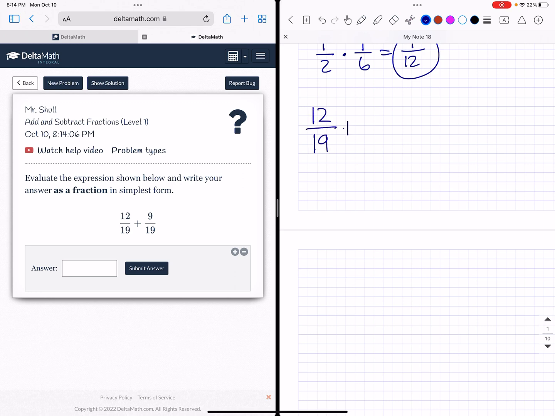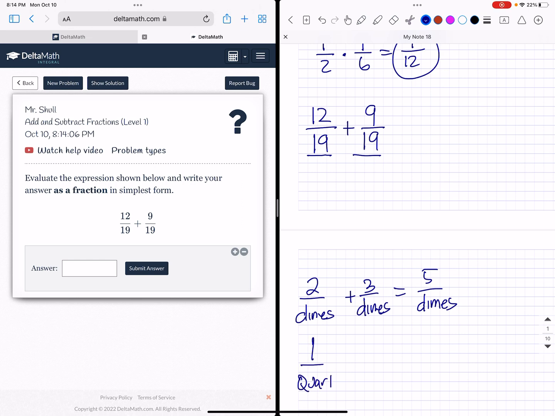12/19 plus 9/19. If adding and subtracting, we need the same denominator. It's like adding coins together. If we have 2 dimes plus 3 dimes, we have 5 dimes. That's kind of like fractions. Fractions are kind of like coins. When you add or subtract them, you just have to have the same bottom. We can't add a quarter and 1 dime.